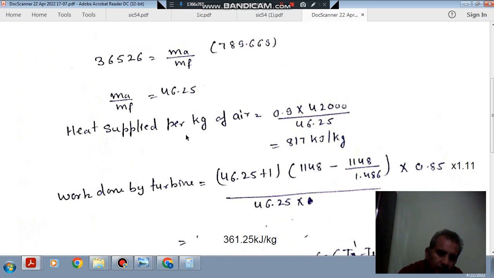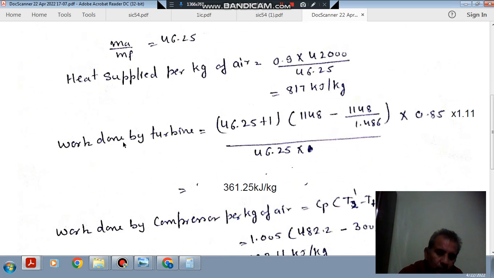Now heat supplied per kg of air is 0.9 into 42,000 divided by 46.25, because this is the heat supplied by 1 kg of fuel, and 1 kg of fuel contains 46.25 kg of air. So heat supplied per kg of air is 817 kilojoule per kg.